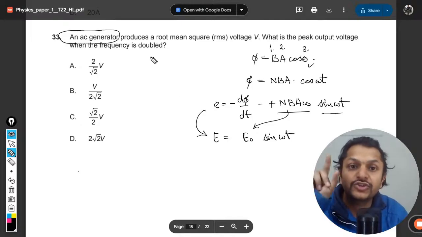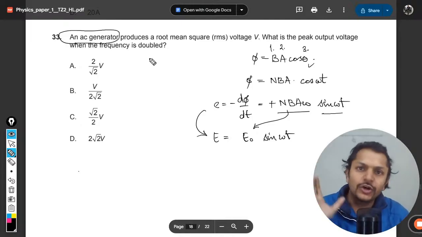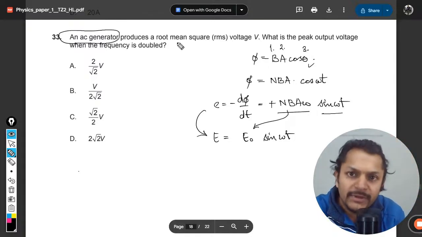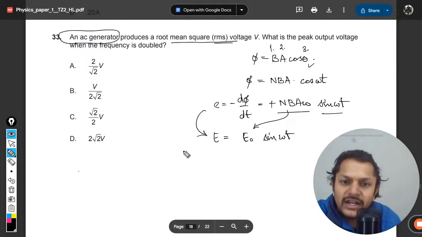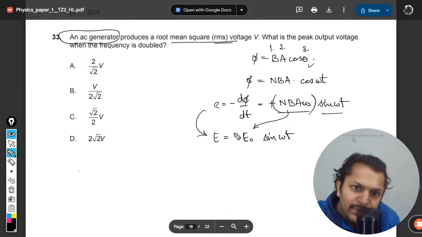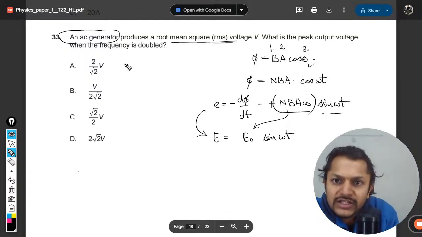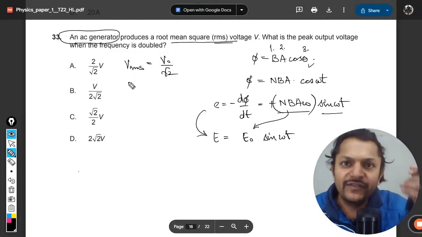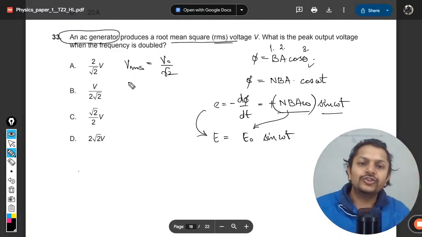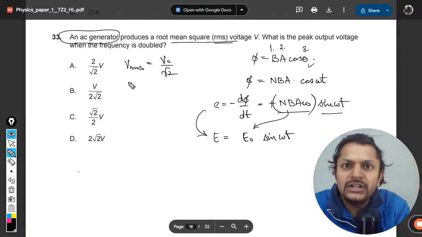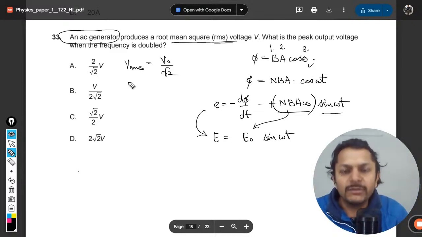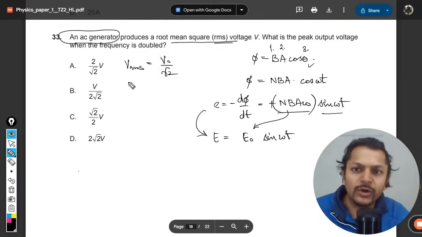Now this question is talking about peak voltages. So let us have another formula here. Let me explain one more concept: root mean square voltage. The peak voltage is the amplitude in the equation. So the RMS value is equal to the peak divided by square root of 2 whenever the variation is sinusoidal. Whether it is current, voltage, or anything, if the variation is sinusoidal, then the RMS value is given by peak value divided by square root of 2.